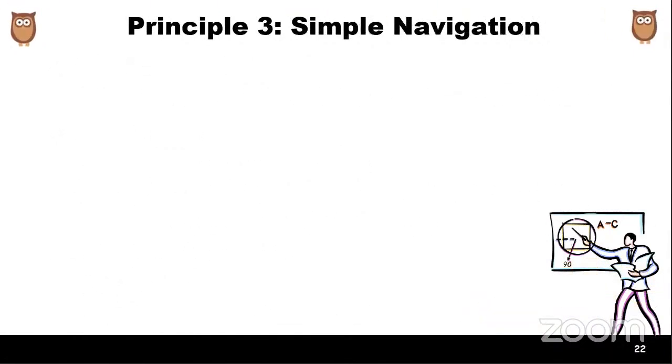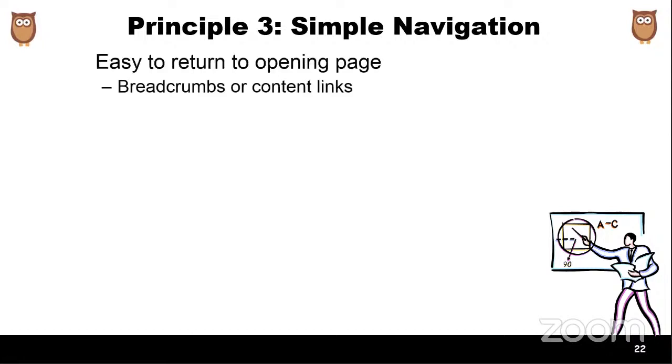Simple navigation. This is also important for mobile interfaces. It's got to be easy to return to the opening page, and we've had breadcrumbs for a while. The sample application doesn't actually have one, but it's got other types of simple navigation. With breadcrumbs, you've got something that builds up on the top of the screen, which shows the pages that you've been to, so you can navigate back and forth just by clicking those links in that navigation train. So content links are another way to do it.